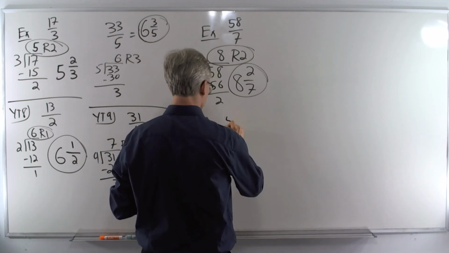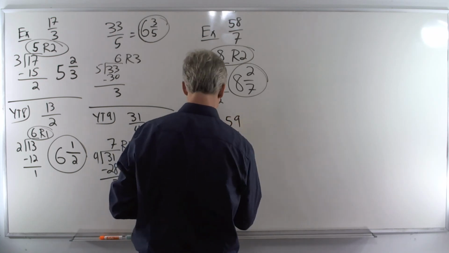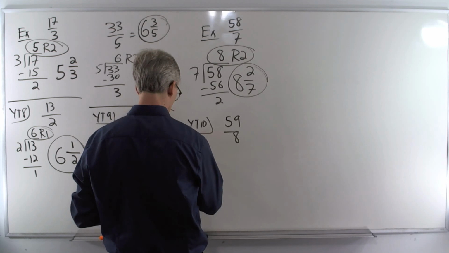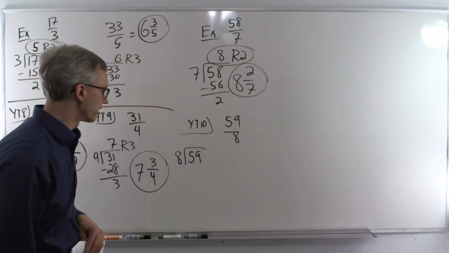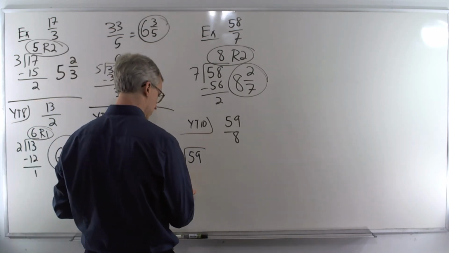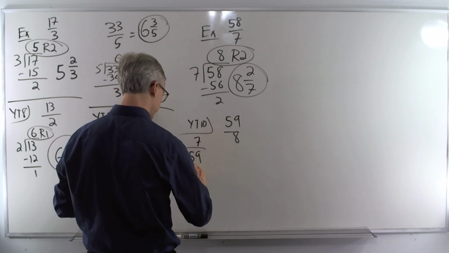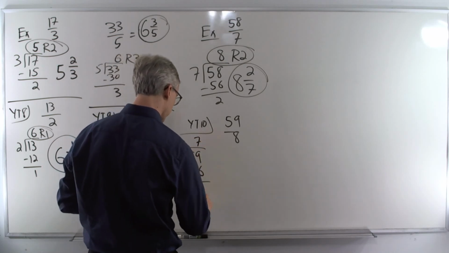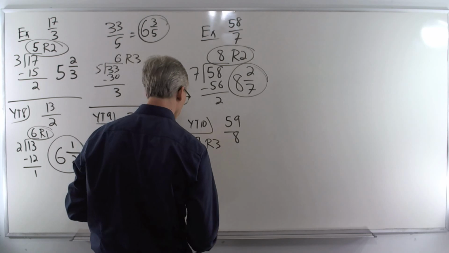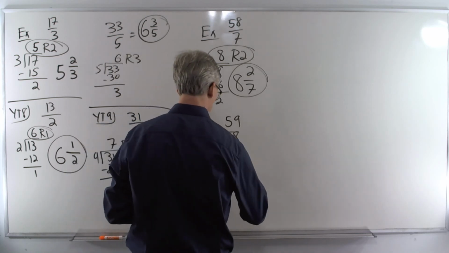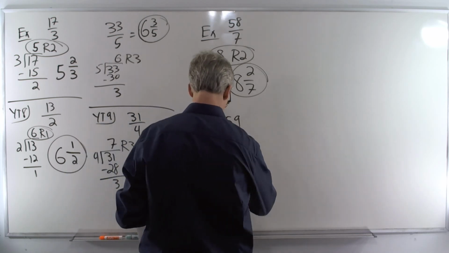59 eighths. So 59 divided by 8. 8 times 7 gives us 56. Subtract to get 3, so we got 7, remainder 3. So that's 7 3/8.